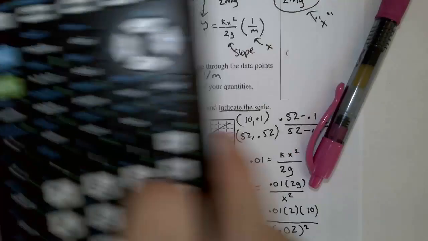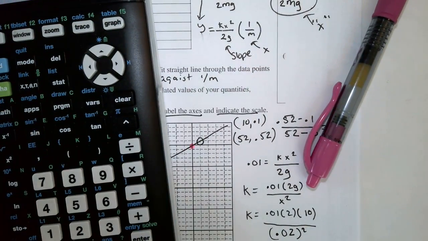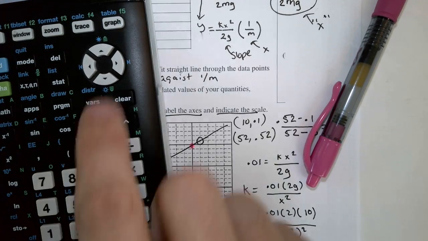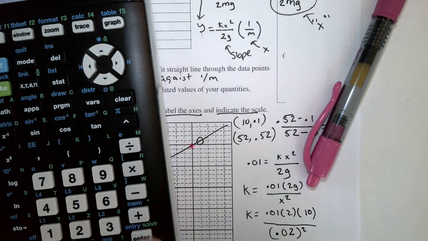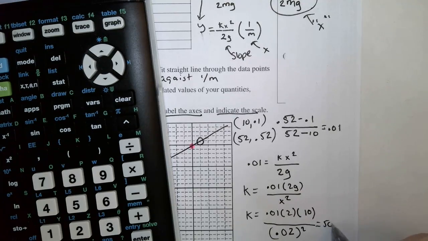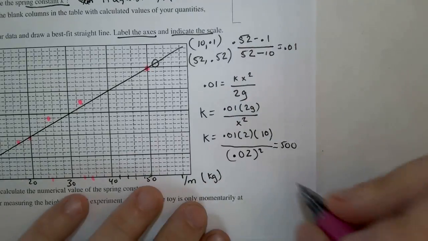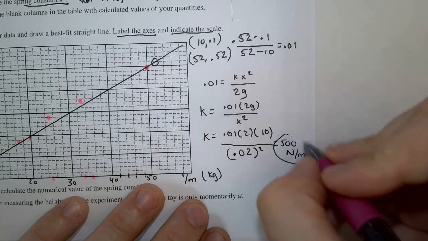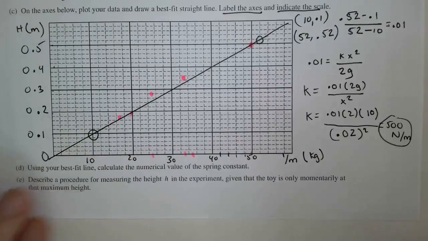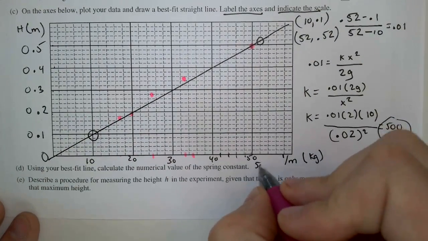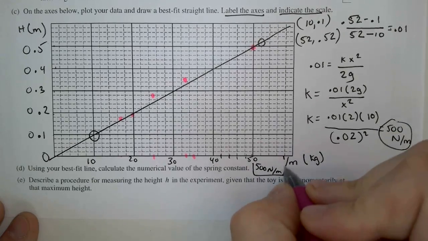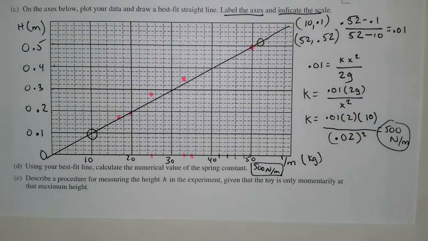And if we do all that, you get 0.01 times 2 times 10 divided by 0.02 squared. You get a k value of 500. And for good measure, it would be newtons per meter for a spring constant. Okay, so we did that. That is part D. It was 500 newtons per meter. Now, AP does give a margin of error. They allow you to get probably somewhere from like 450 to 550. You're not going to know what that margin of error is by any means, but as long as you're doing things as good as you can, you should be okay.